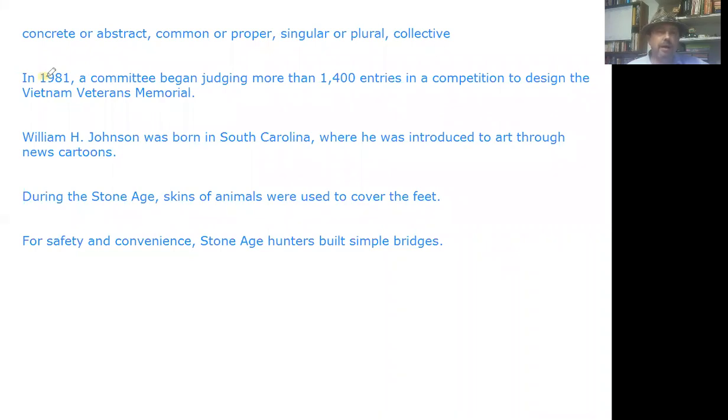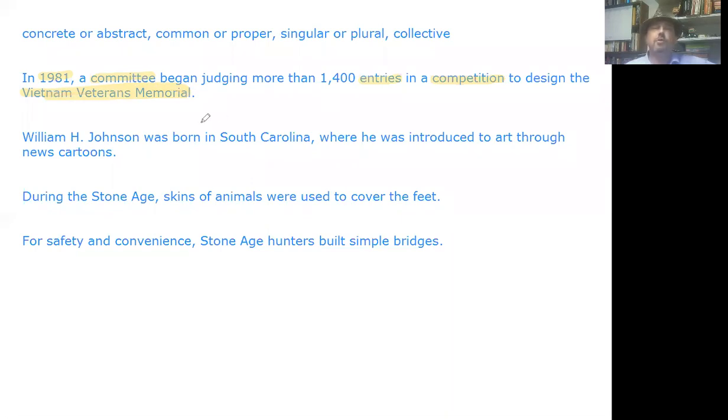So 1981 is a noun. Now, that seems strange, but it kind of is. It's the object of a preposition. Committee is a noun. Entries is a noun. Competition is a noun. Design in this sentence isn't a noun. It's part of an infinitive, so it's a verb. And Vietnam Veterans Memorial is a noun.